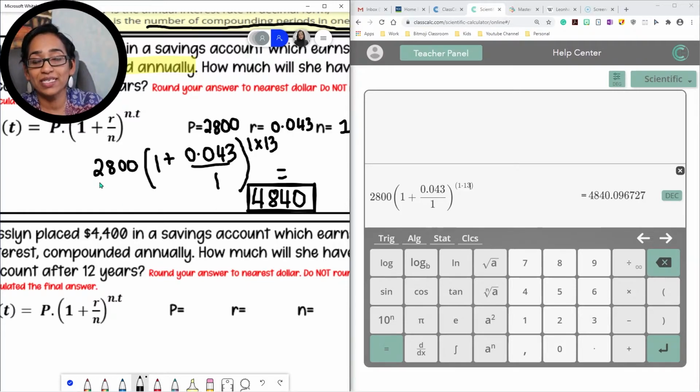So that is my dollar amount. She invested $2,800 13 years ago with 4.3% interest. After 13 years, this is what she got. Now let's go ahead and take a look at the next problem.